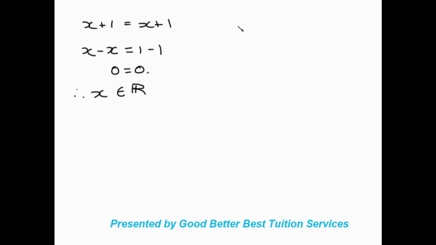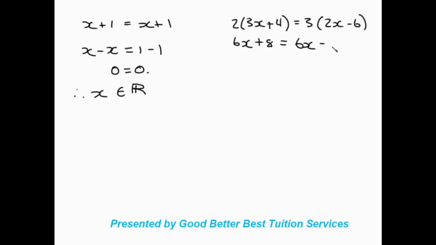So you get given 2 times 3x plus 4 is equal to 3 times 2x minus 6. So what we're going to get is, timesing into the brackets, the 2, you get 6x plus 8 is equal to 6x minus 18. So now we're going to bring our letters to the left, numbers to the right. 6x minus 6x is equal to negative 18 minus 8.